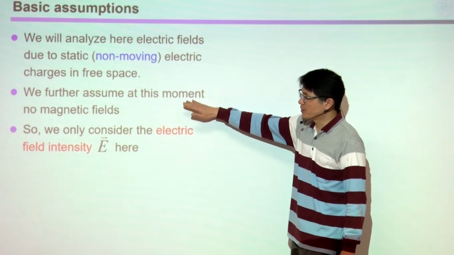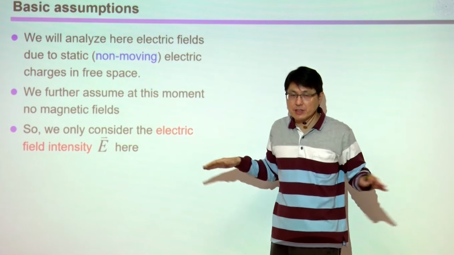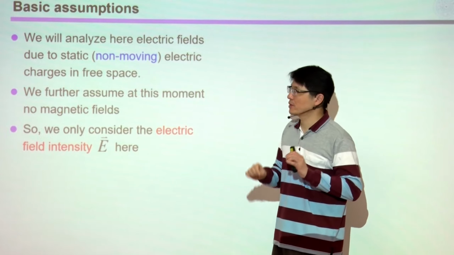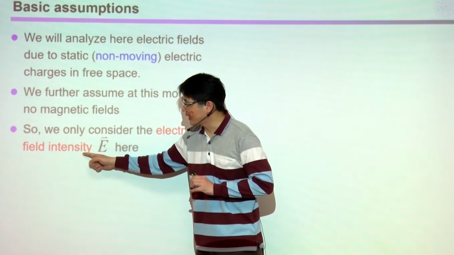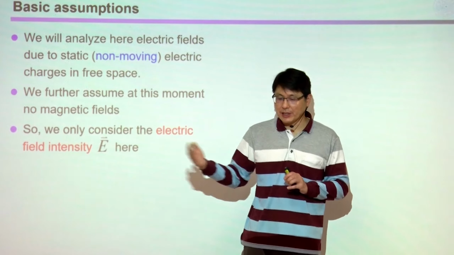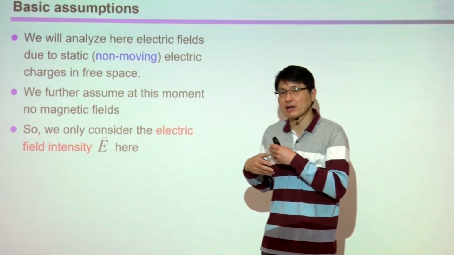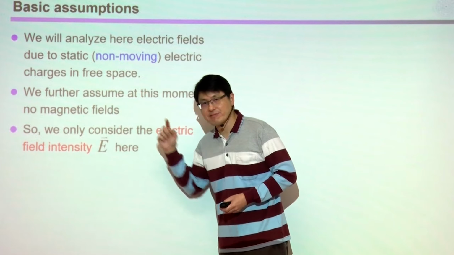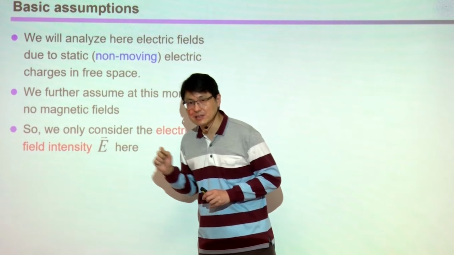At this moment, there is only electric field in the free space. So we only consider electric field intensity E now. This E is a vector. Later on, I will refer to electric field as E field. Whenever I mention E field, I'm talking about this capitalized E vector. The official name is electric field intensity.